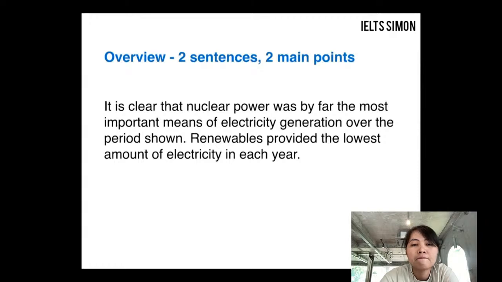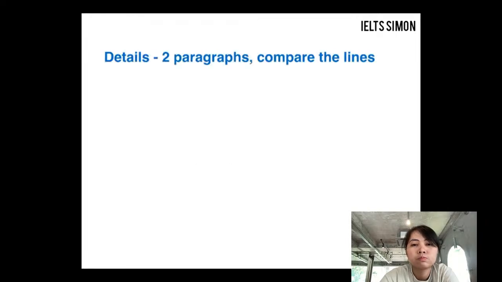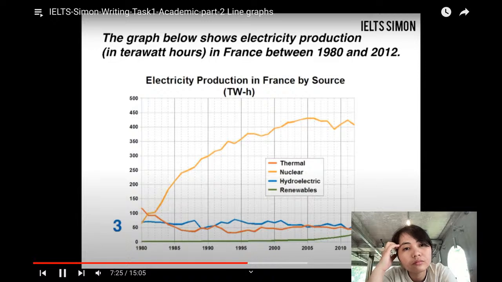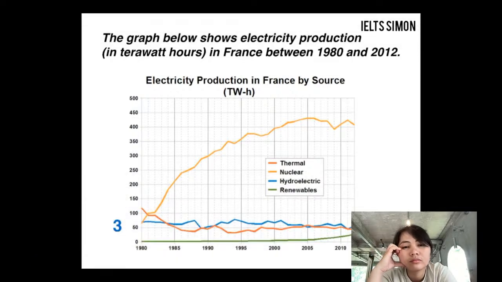2 paragraphs done. Now we're ready to move on to the details paragraphs, 2 paragraphs, paragraphs 3 and 4, in which we compare the lines in more detail at specific points. We need to look at the graph again and decide what to put in paragraph 3 first of all. I always begin at the beginning with the first year, so I'm going to compare the 4 numbers in 1980, and then I'm just going to move on to this one point in 1981 where nuclear power becomes the most important, the highest for the rest of the period. That's all I'm going to put in paragraph 3.